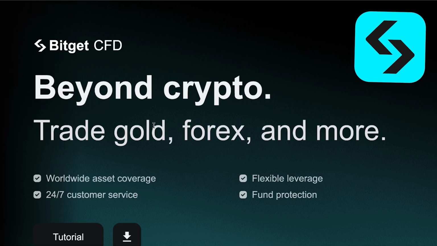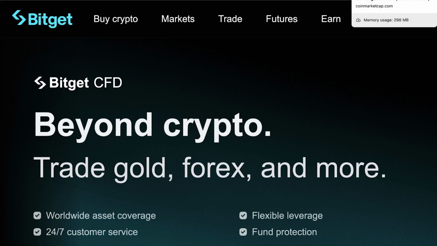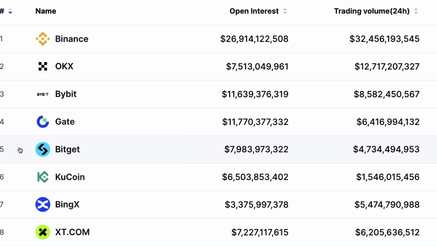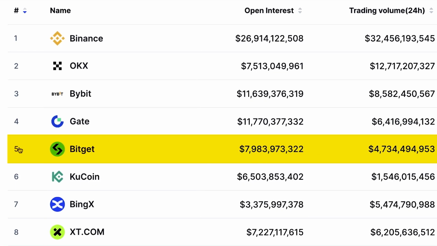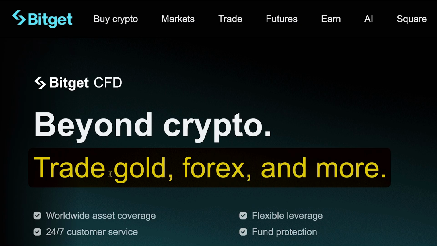Then BITGET TradFi is also one of the best forex platforms. You can see here BITGET is ranked at the moment in top 5 of the biggest and the best crypto exchanges in the world, along with BYBIT and other ones, and they also provide forex trading. You can see here trade gold, forex and more.